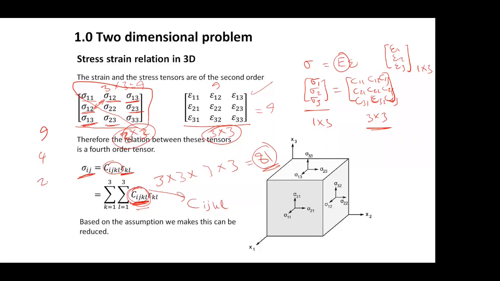It is actually the 2. So it is only 2. So this is the elasticity modulus and the Poisson ratio. Now, how is it possible to move from 81 components to just 2?